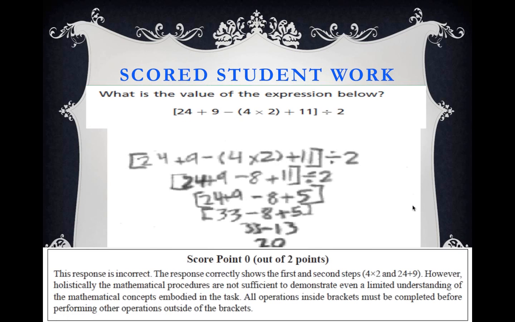And then this student scored 0 points out of 2. The response correctly shows the first and second steps. However, holistically, because this student's answer ended up being 20, the mathematical procedures are not sufficient to demonstrate even a limited understanding of the mathematical concepts embodied in the task.